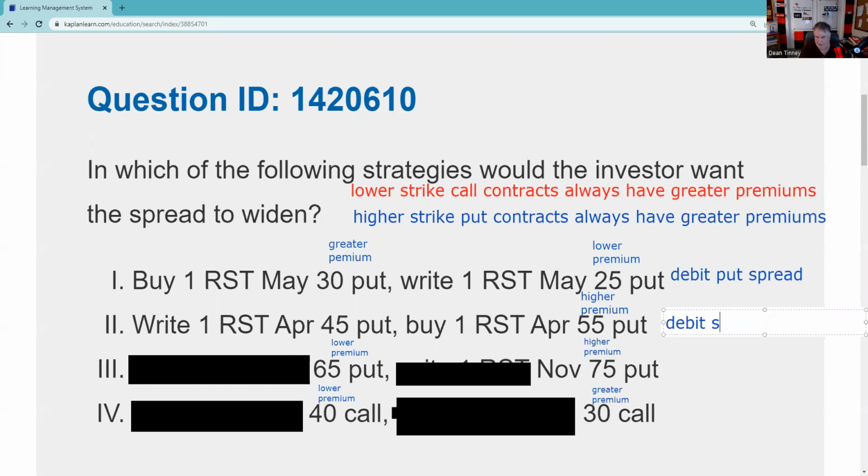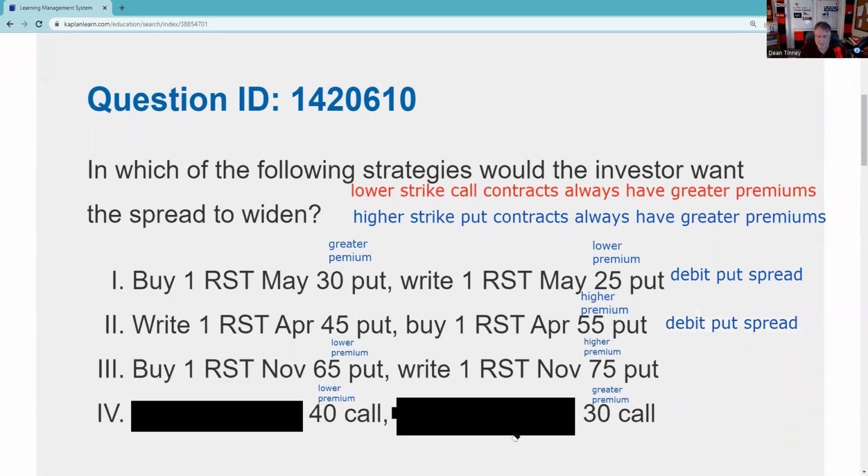Debit put spread. By the way, it doesn't matter what's put or call, but if it's a debit spread, remember we want to widen. It means we want the difference in the premiums to get larger. Another way you can do it is debit is 5 letters and widen is 5 letters. I had my mnemonics, my memory aids, backwards. Anyways, so that's a debit put spread. Okay, so we need Roman numeral 1 and we need Roman numeral 2. All right, let's look at our next one.